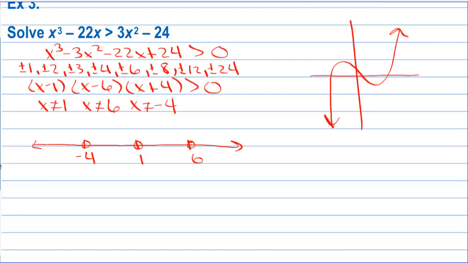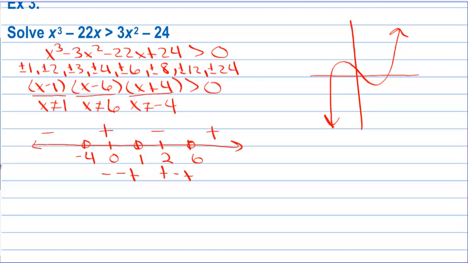Now this is a polynomial, and I know that the left side will be negative, and way over on the right will be positive. So now I have to test two values, 0 and maybe 2. So let's plug 0 in. 0 minus 1 is negative. 0 minus 6 is negative. 0 plus 4 is positive. So that's a positive. If I plug 2 in, I get positive, negative, positive.